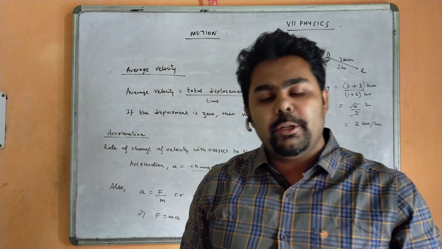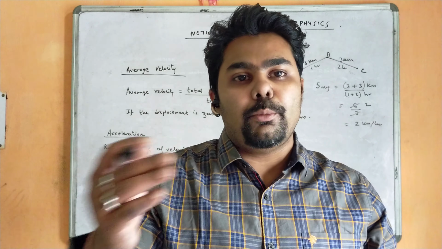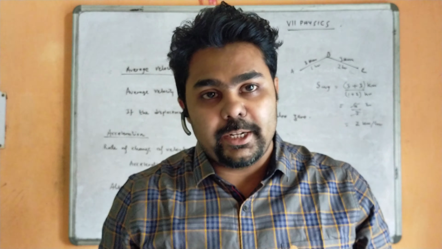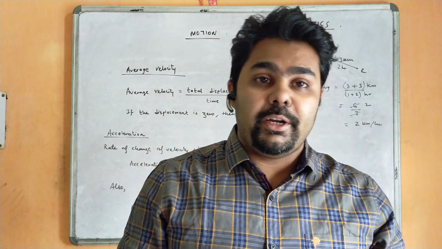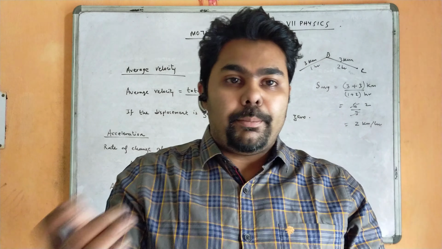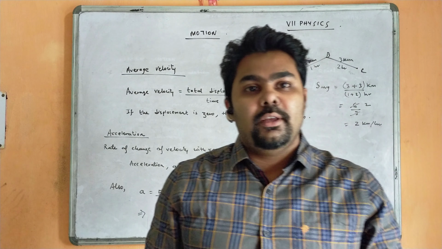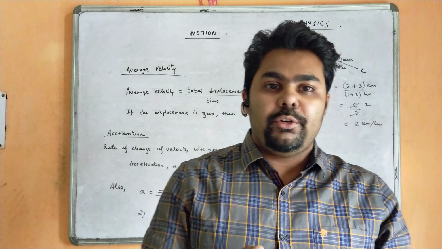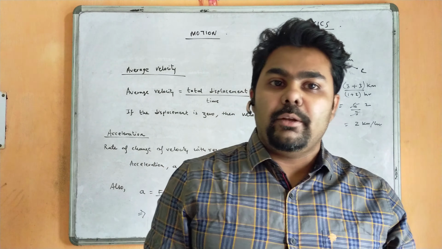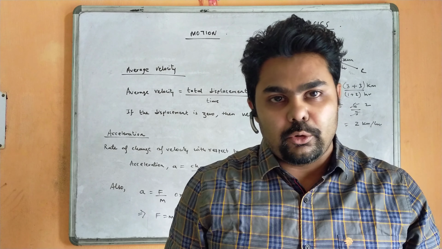But if I ask what is your displacement when you move from your home to the market and again back to home, you say the displacement is 0 in that case, because your initial and final position is the same. From home you go to the market, again you come back to home, that means the displacement is 0. So in that case velocity will be 0, because velocity is related to displacement. Speed is not 0, but here velocity is 0. Why is velocity 0? Because displacement is 0.